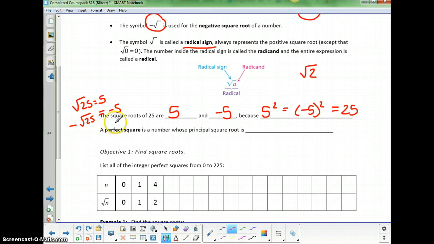there's a difference in whether I write this out in English or whether I write it out in symbols. The symbol only has one answer, right? The square root of 25 with this symbol, the symbol implies the positive square root, and this symbol wants me to get the negative square root. But if I write it out in English, the square roots, there are definitely two answers. It's the symbol that defines which answer you want. Now, a perfect square is a number whose principal square root is an integer.